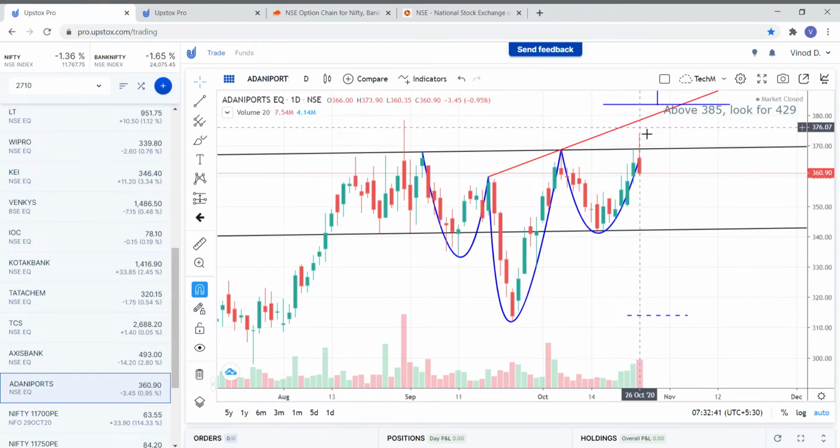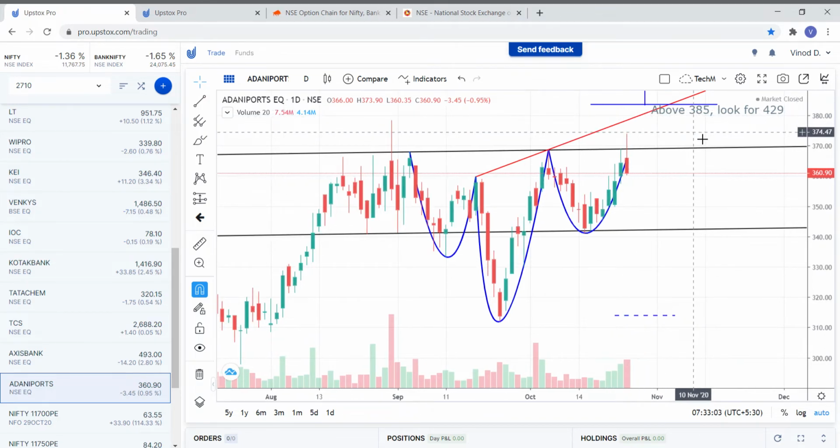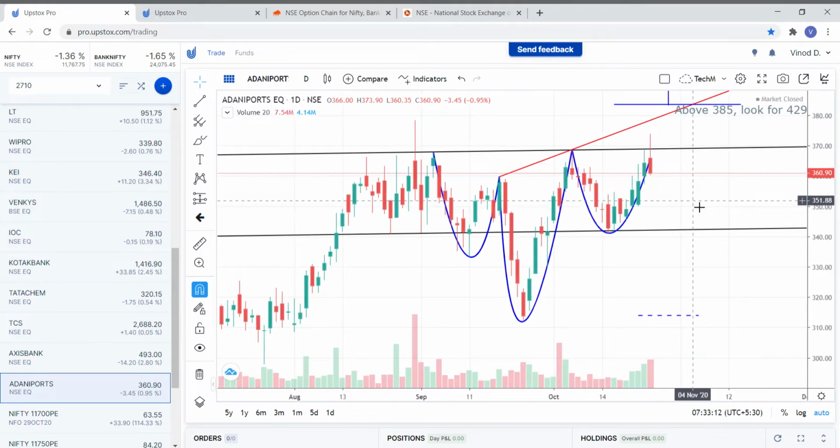Okay, so it is better to not jump into the trade, or rather let the neckline get broken. So if you start to see Adani Ports trading above 340, 385 odd levels, that is an indication that the neckline has been breached. On a positional trade, you can look for targets of around 429 on this stock.